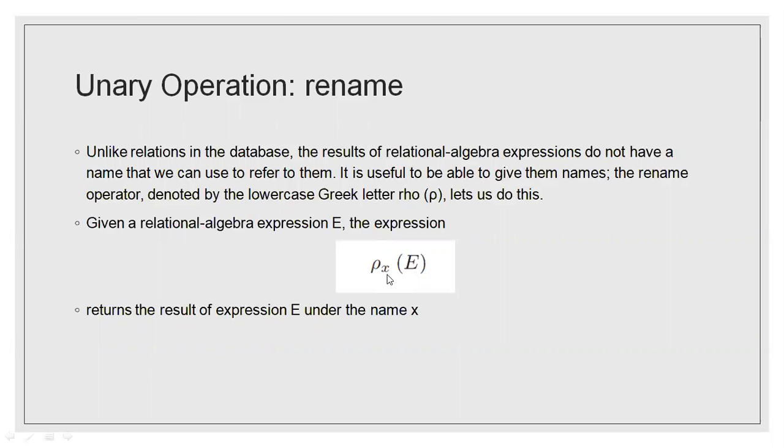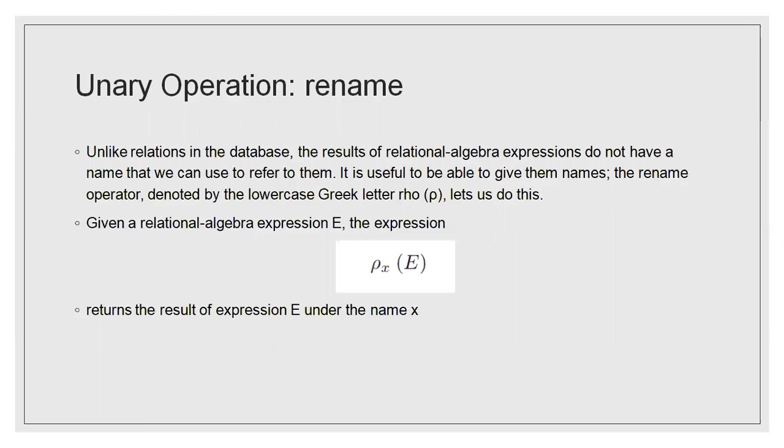as rho subscript x on a particular expression E. So unlike relations in the database, the results of relational algebra expressions do not have a name that we can use to refer to them. So it is useful to be able to give them names. The rename operator, denoted by the lowercase Greek letter rho, lets us do this.